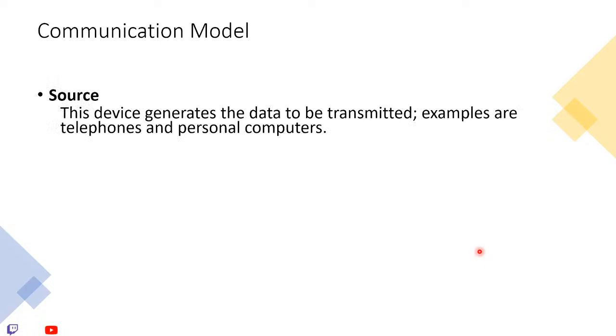So moving on to the next one, we have the source. This device generates the data to be transmitted. Examples are telephones and personal computers, laptops, mobile phones, smartphones, etc.